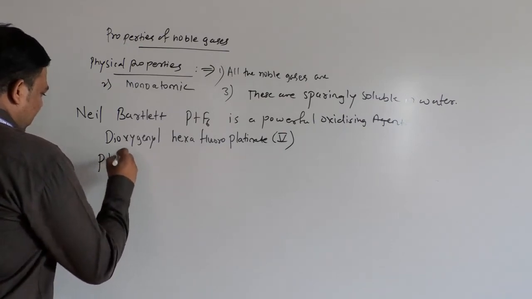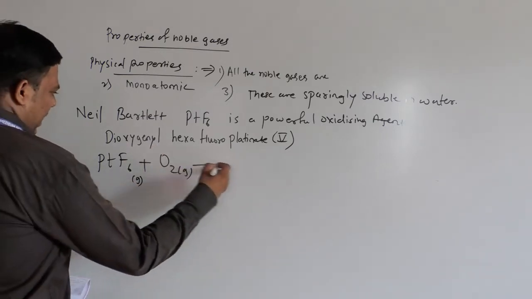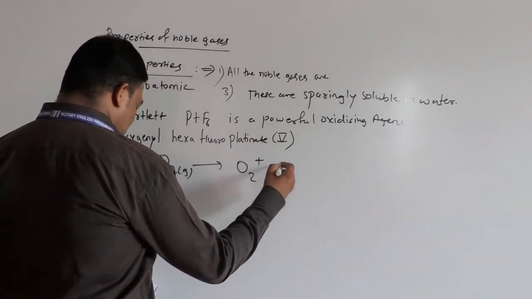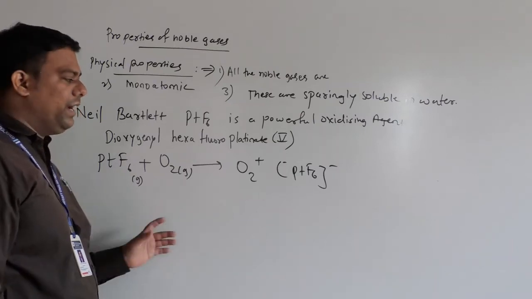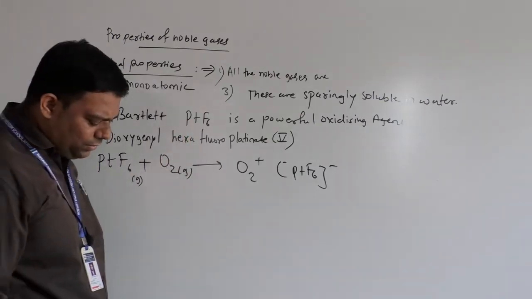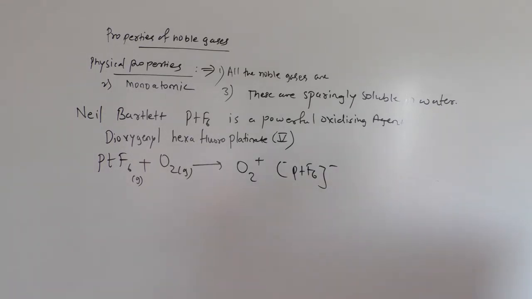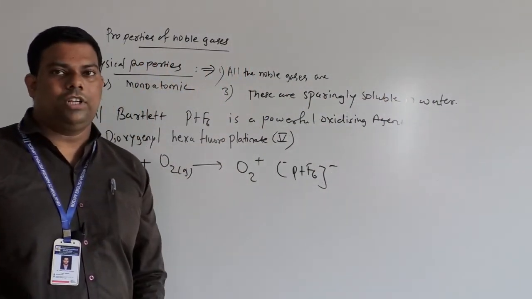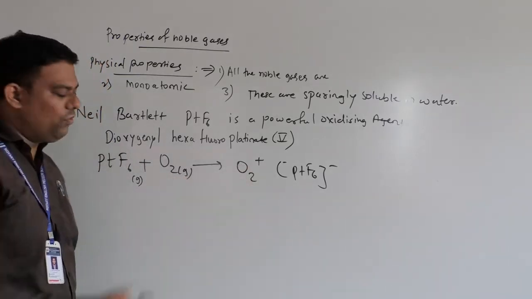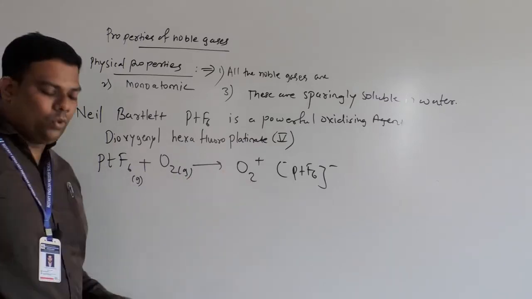See here, PtF6, when it reacts with gaseous O2, gives O2 plus PtF6 minus. This indicates that PtF6 is a powerful oxidizing agent. An oxidizing agent itself gets reduced, and this is the oxidation. Here O2 is converted into O2 plus. This means PtF6 has oxidized O2 to O2 plus.